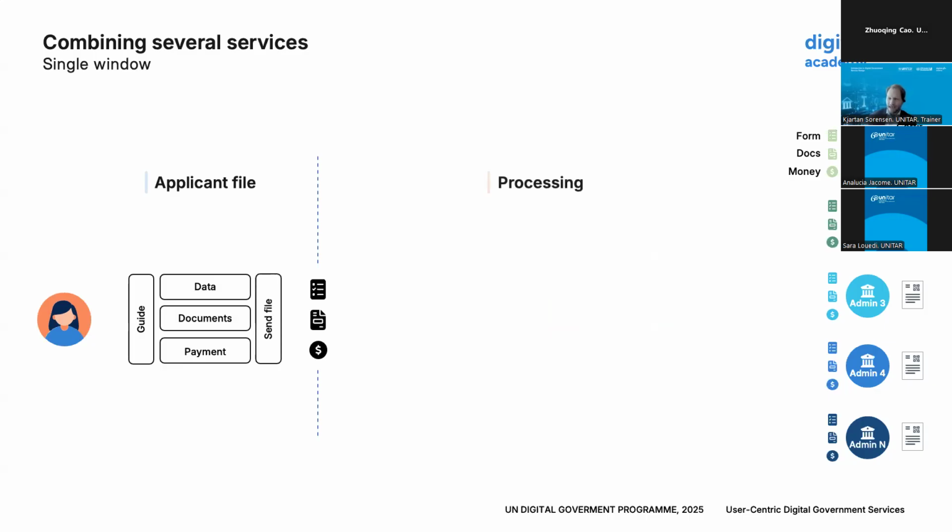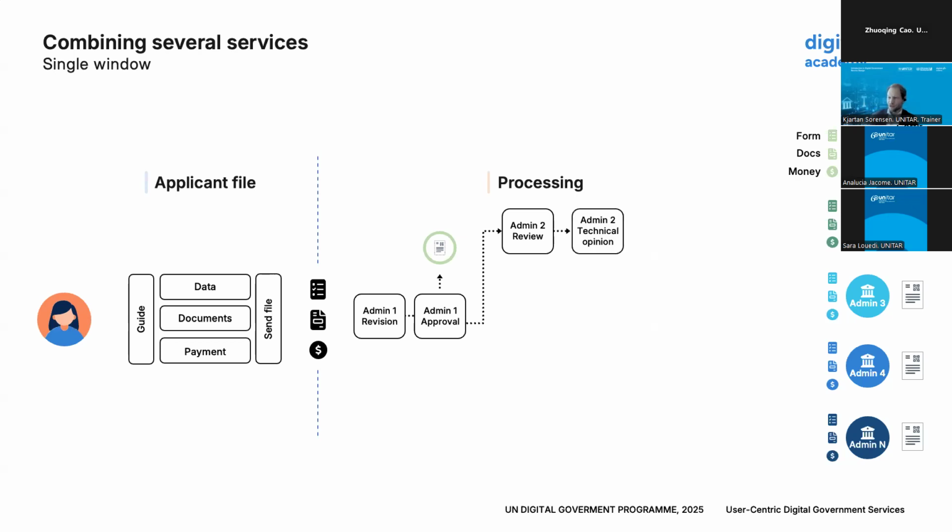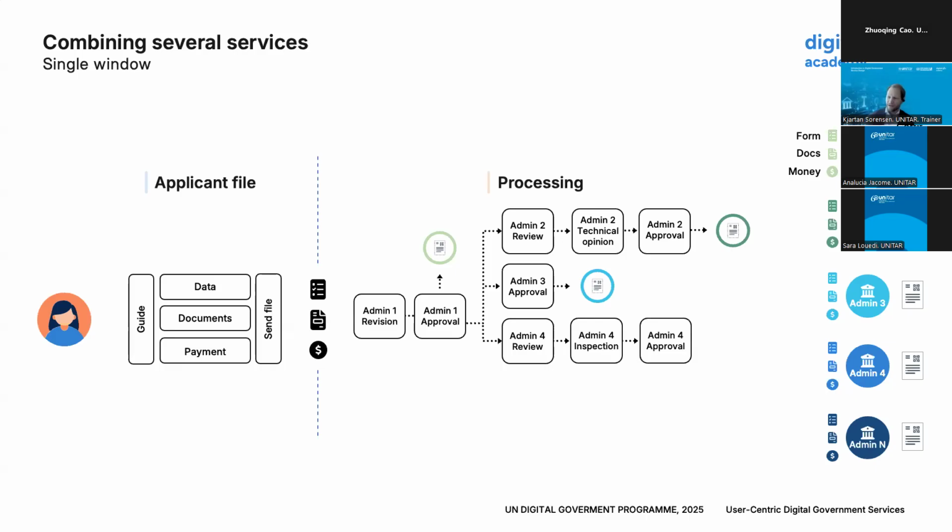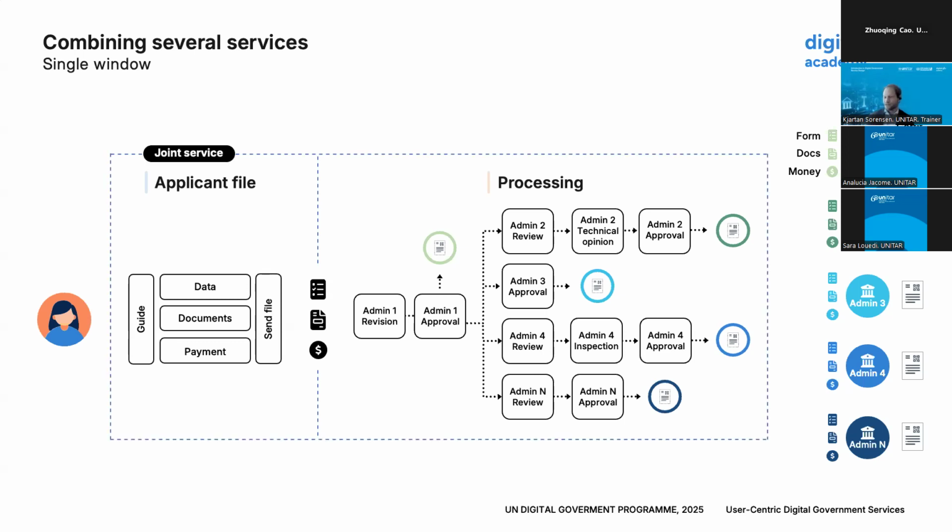What happens then is a bit more complex than the previous example, because you might have admin 1 that first needs to revise the file before it can move on to the others, and then they approve. Once they approve, maybe they issue a certificate. But then perhaps the file is sent to administration 2, and they also need to review, form a technical opinion, submit it for approval, and send their certificate. Then you have admin 3, maybe it's just an approval, an easier process, and you get your certificate. Admin 4, maybe there's an inspection, maybe there's an approval, and again a certificate is issued. And then you have the other administrations that are involved. So this is also a service, except we call it a joint service, right? You have different institutions, but the user is only interacting with one screen and not X amount of administrations.